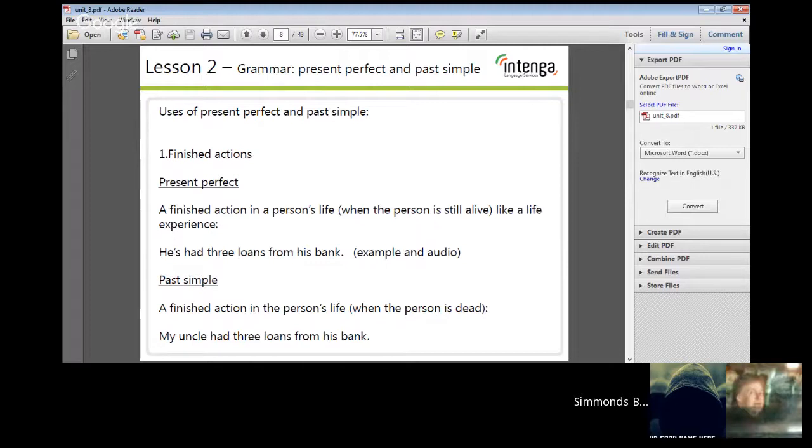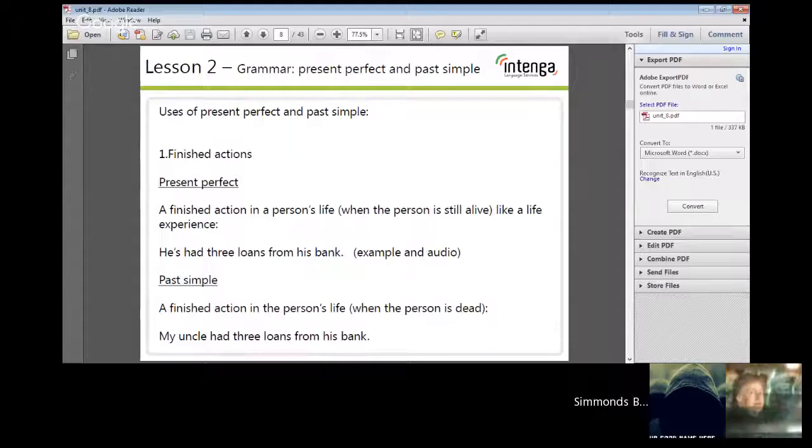Not sure why it's smaller today, but anyway, Ken, can you go ahead and read the present perfect for us? Uses of present perfect and past simple. 1. Finished actions. Present perfect: a finished action in a person's life when the person is still alive, like a life experience. He's had 3 loans from his bank. Past simple: a finished action in the person's life when the person is dead. My uncle had 3 loans from his bank.